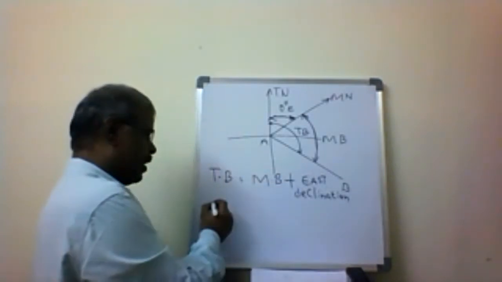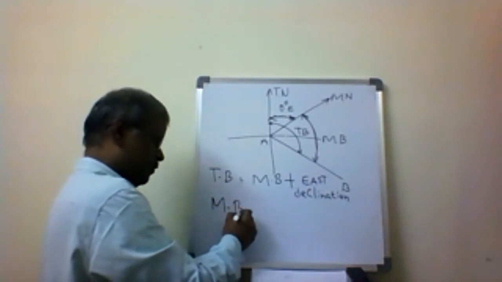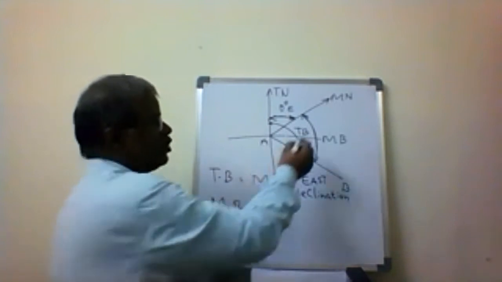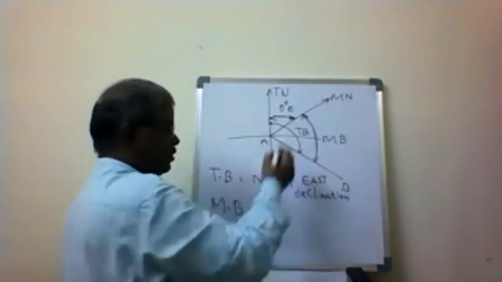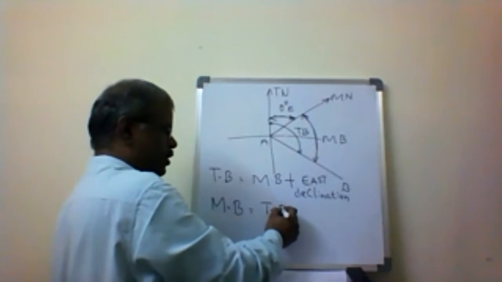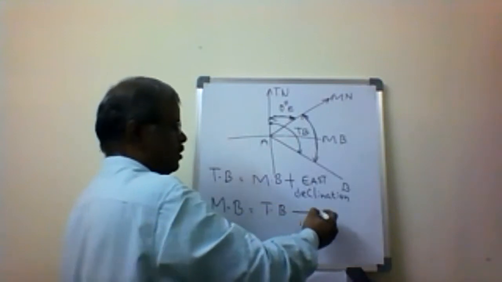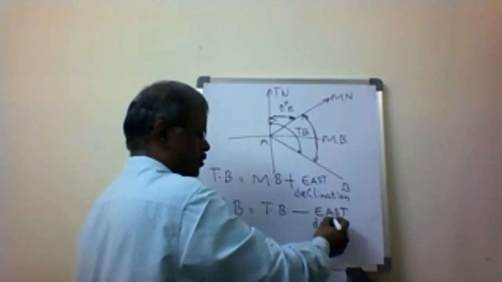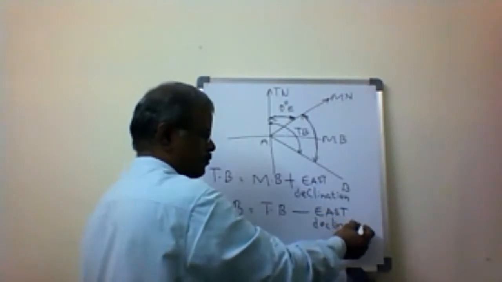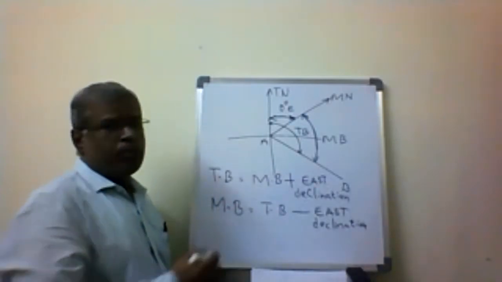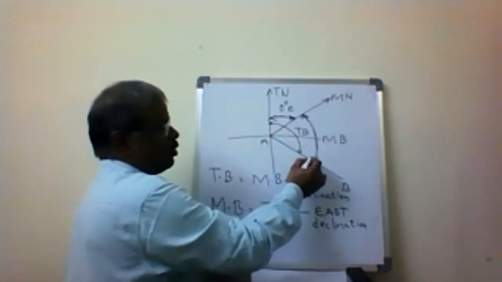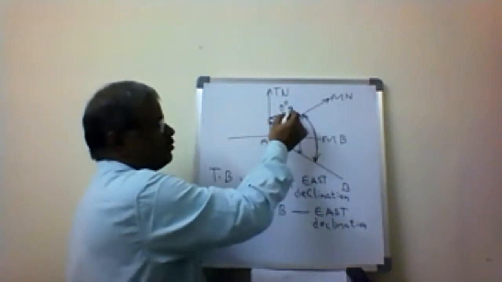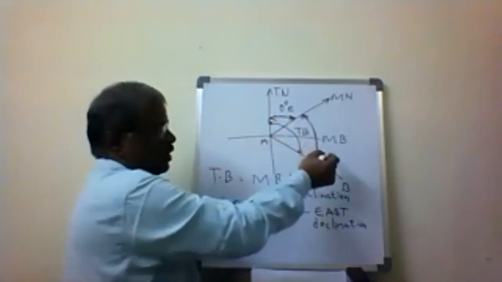If I want to calculate the magnetic bearing, it is the true bearing minus the east declination. The true bearing is the total angle; subtracting the declination gives me the magnetic bearing.